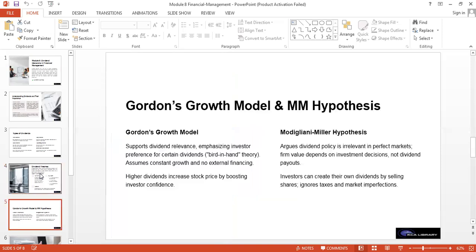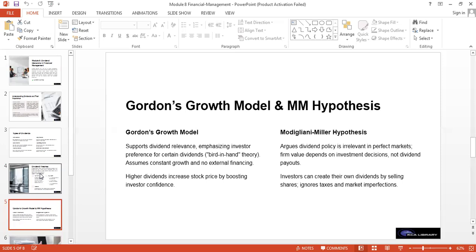We have Gordon's growth model. Gordon's growth model supports dividend relevance by emphasizing investors' preference for certain dividends. So it talks about the bird-in-hand theory, and it assumes constant growth and no external financing. Also, it believes that a higher dividend increases stock price by boosting investors' confidence.